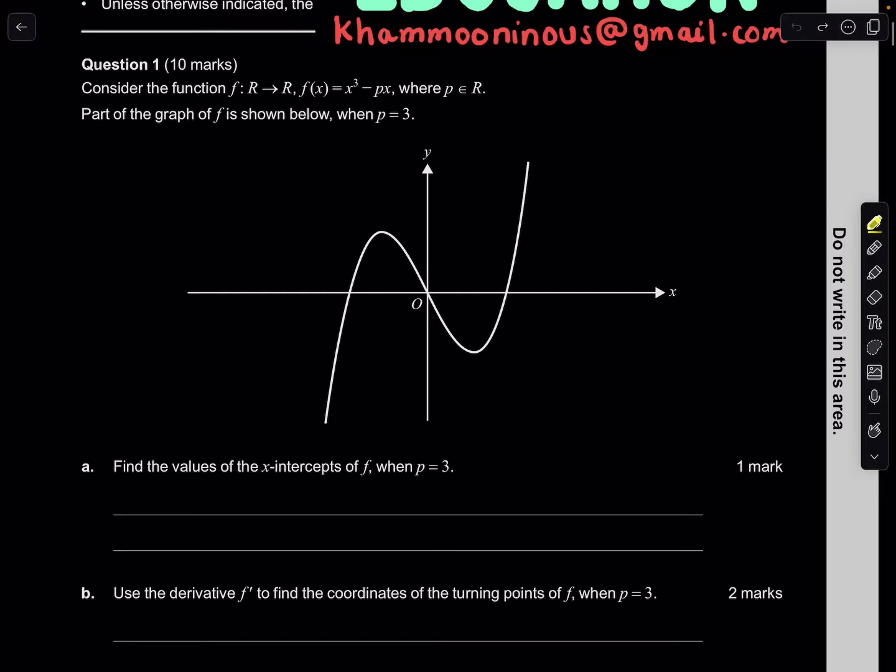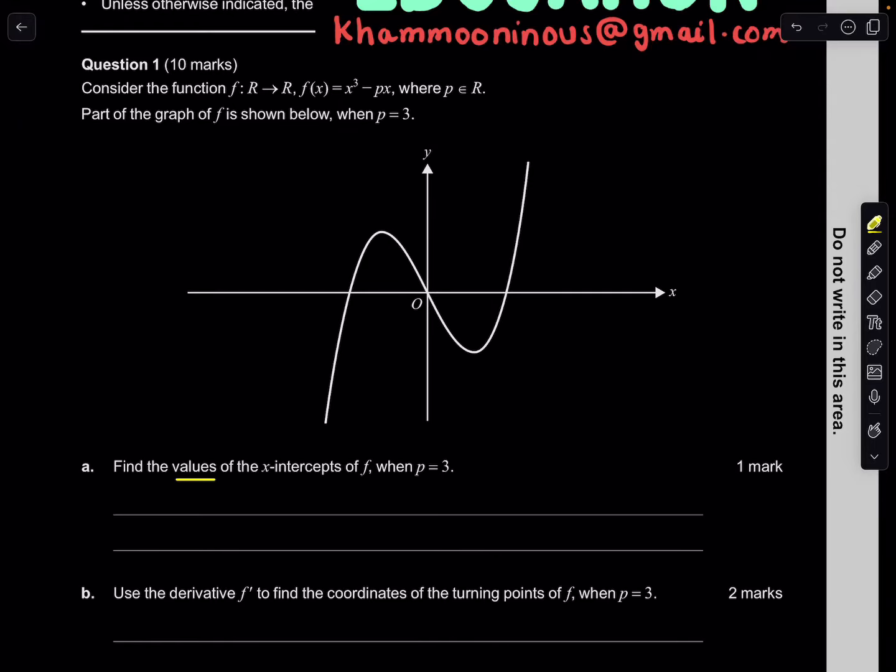So question 1, consider the function f. The domain is all reals. f of x is x cubed minus px, where p is an element of all reals. Part of the graph of f is shown when p equals 3. Find the values of the x-intercepts of f when p equals 3.